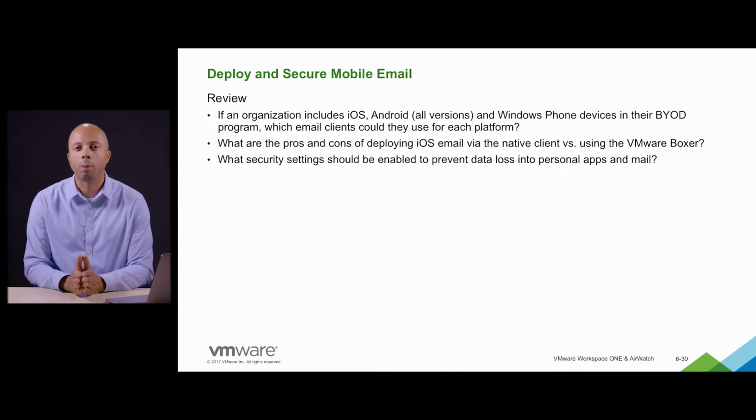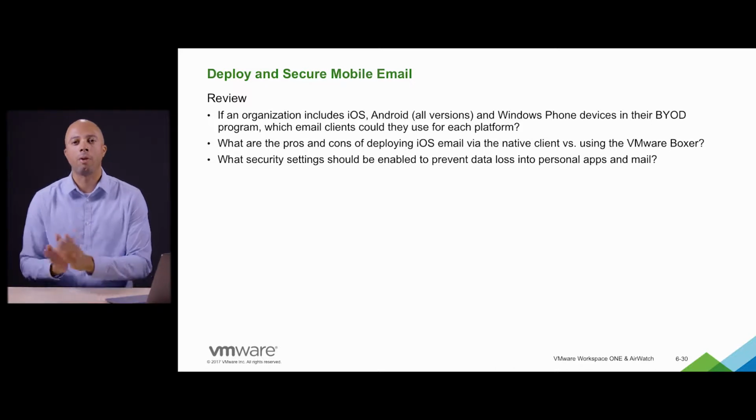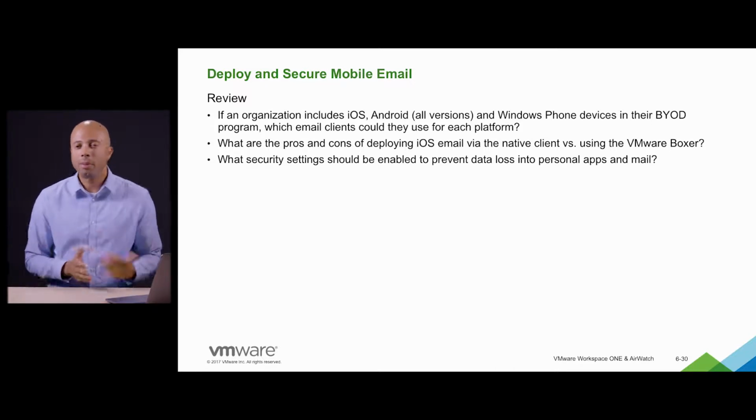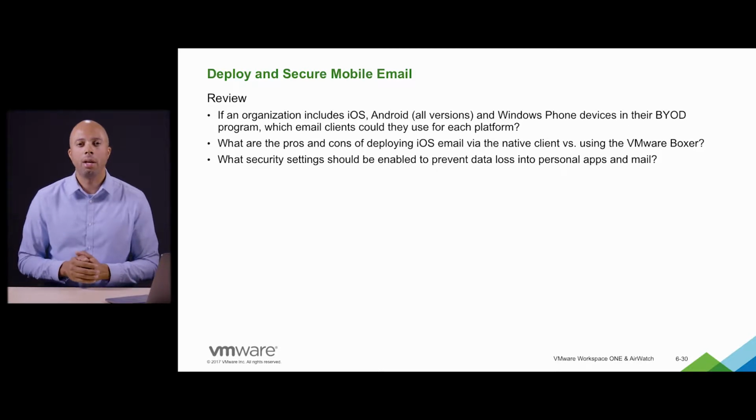What are the pros and cons of deploying iOS email via the native email client versus the VMware Boxer? I think I touched on that as well. The pros of using the native email client is it's completely free. End users probably already know how to use it. The cons are you can't password protect the native email client. VMware Boxer lets you use multiple email accounts. It's secure, it's containerized, meaning it uses our own software development kit. You can password protect it and authenticate users into that application. The only con I can think of is that you have to push down an additional app.